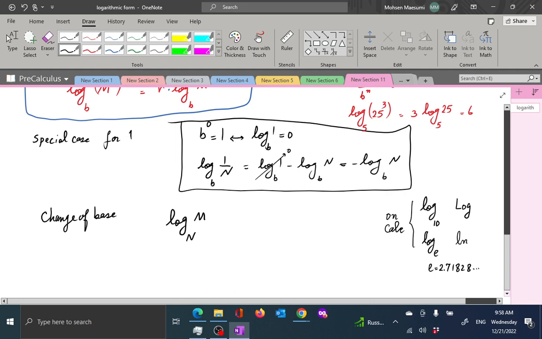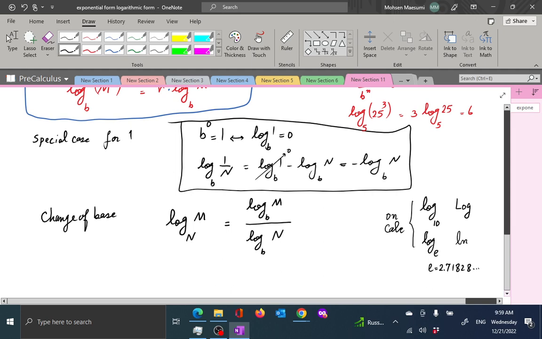So if somebody wants logarithm in base 3 or 7 or 17 and such, it's rare, but what if you want it? Here's how to do it. Change of base formula. This is logarithm of m in whatever base is available to you divided by logarithm of what was the base here.